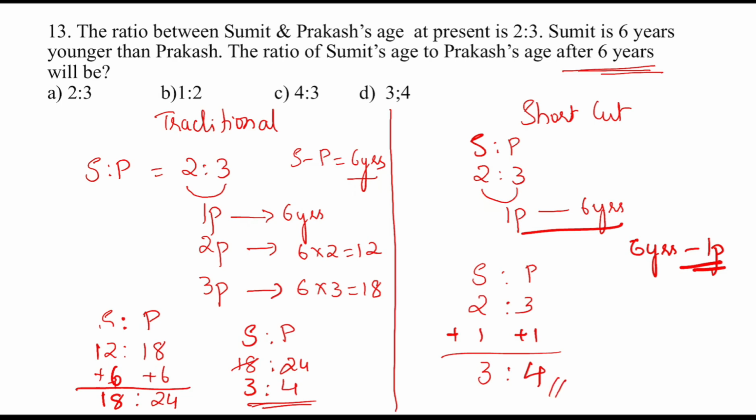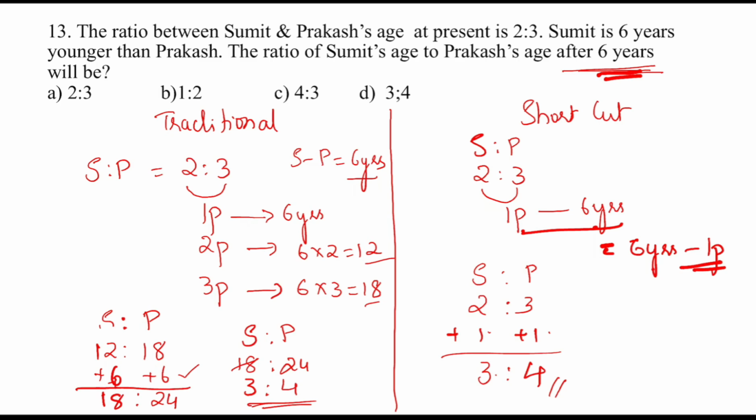So here there is no need of finding out their ages and then adding 6 years. Okay, it will take a lot of time. So directly in parts you can solve this. How? We know 1 part is 6 years. Now we want their age ratio after 6 years. So 6 years after means 1 part we can directly add to the parts. Presently it is 2:3. So after 6 years it will be 1 plus 1 part for both. So it is 3:4. Okay.